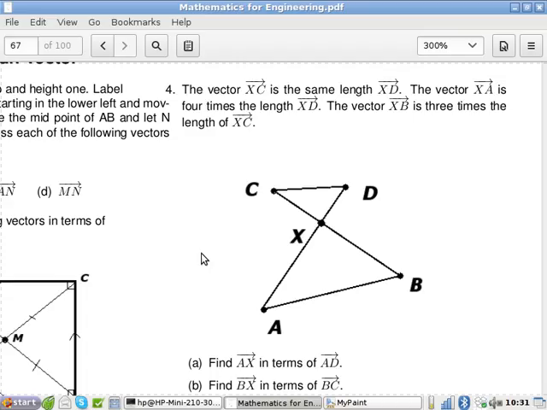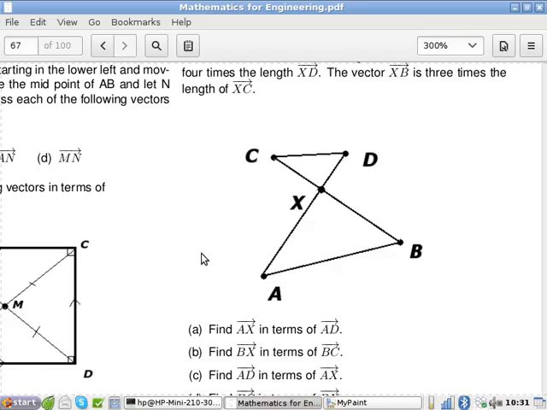So BX has a similar logic. Straight answer is no. So BX would be 3/4 BC. 3 over 4 BC? Yeah. Okay.